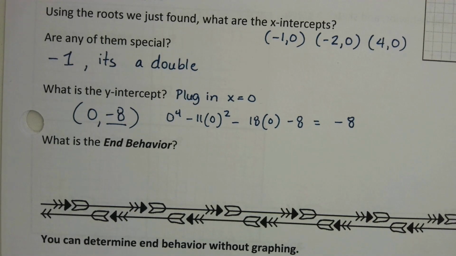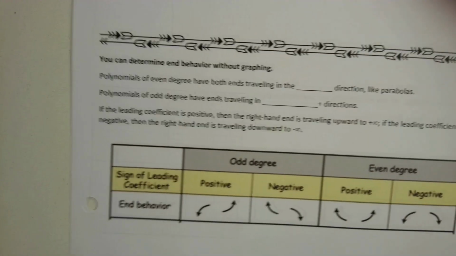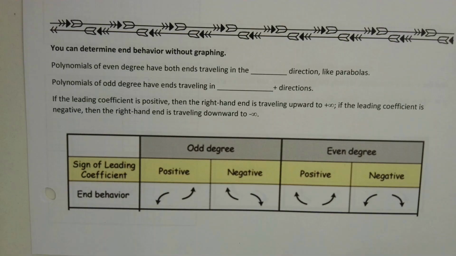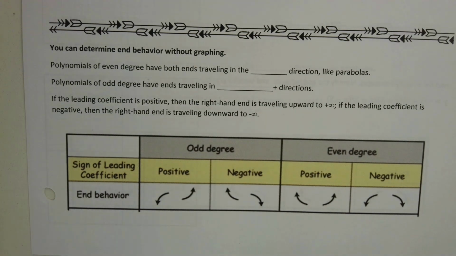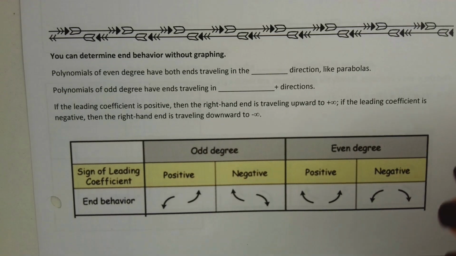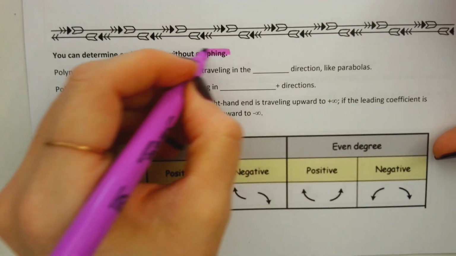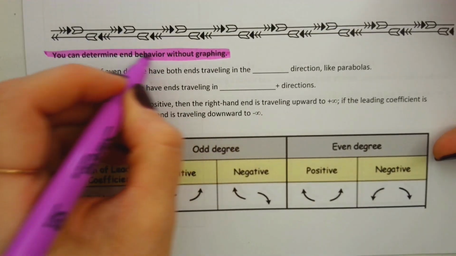Before we do end behavior, we have to look at the bottom part of the paper. End behavior refers to what the two end pieces of the graph are doing. Which way are they going? Are they going up? Are they going down? And you can actually determine end behavior without having to graph the polynomial. Just by looking at the equation, before graphing, you can figure out the end behavior.